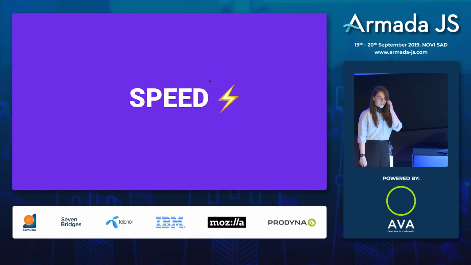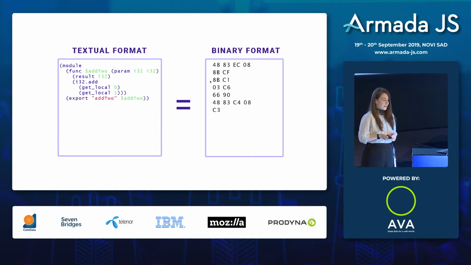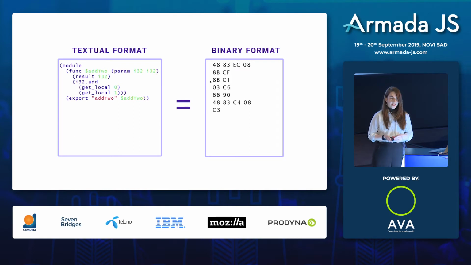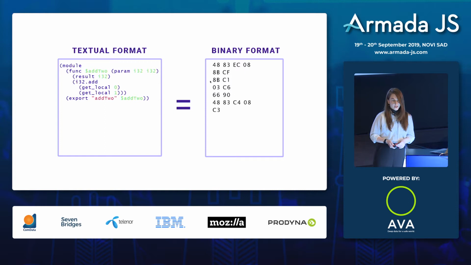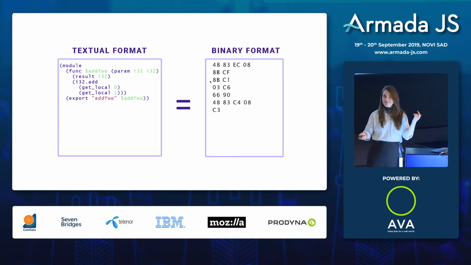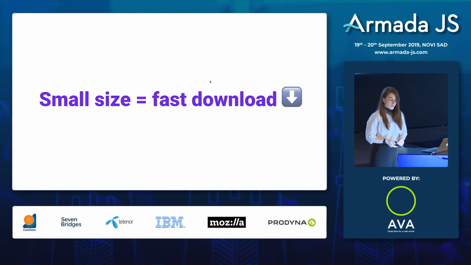Let's talk about speed first. WebAssembly is a low-level binary format. This is what it looks like. It has a text format that's easy to read, and if you're really adventurous, you can write it by hand, but really it's only meant for debugging. The binary format on your right is what you actually deliver to the browser. So binaries are much smaller than textual JavaScript files. This makes files faster to download, and that's especially important on slow networks.